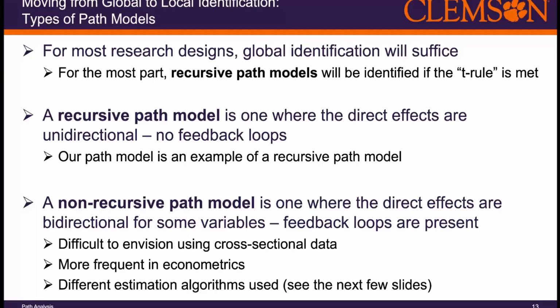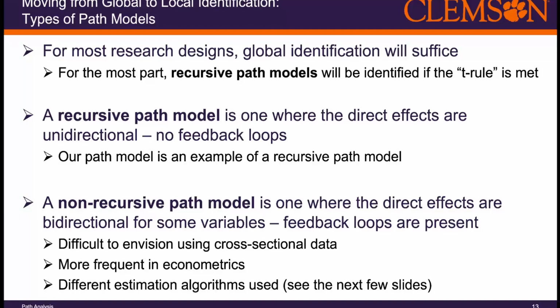Alternatively, you could have a non-recursive path model, one where there are bidirectional effects or feedback loops for one or more variables. Now, it's difficult to envision these using cross-sectional data. Oftentimes, when you're in a spot where you might want to draw a non-recursive path model, you will be thinking about processes that take place at different time points. So you might have to think about that, separating a variable by time effectively.